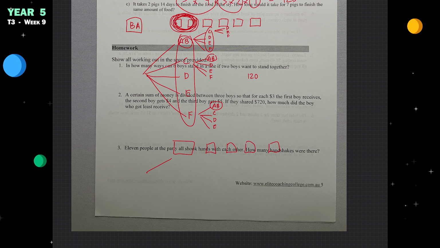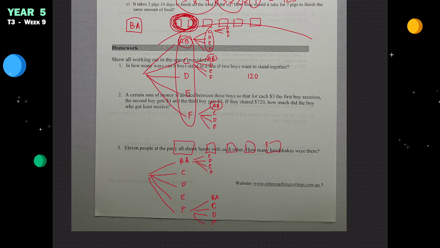So now you're going to have this. You're going to have BA, and then again C, D, E, F. And if BA was first, you could have C, D, E, F, right? Or let's say F. If F was first, you could have BA, and then C, D, E, and so on, right? So you can draw a tree diagram for both scenarios.